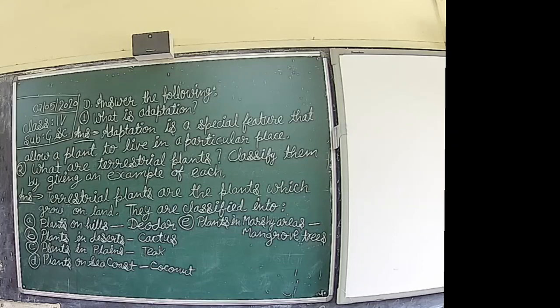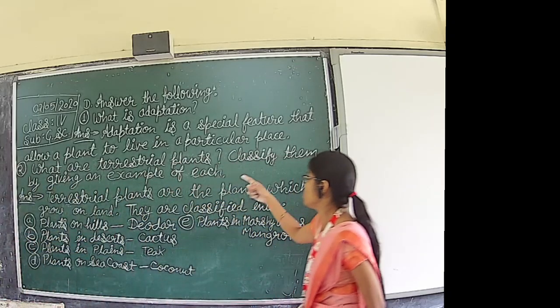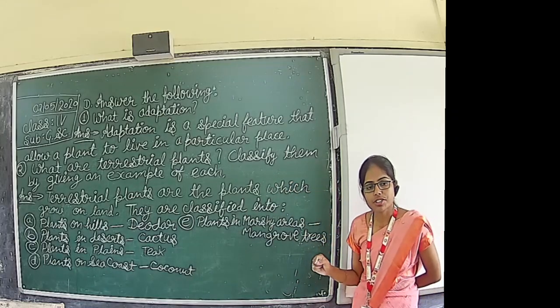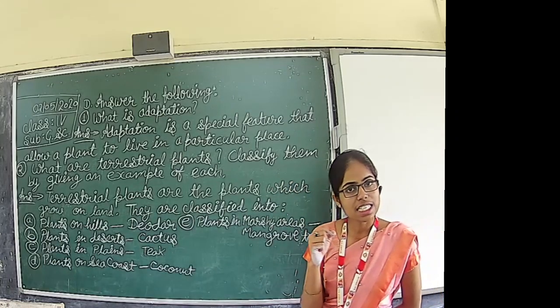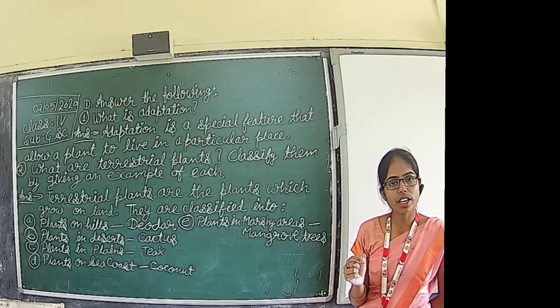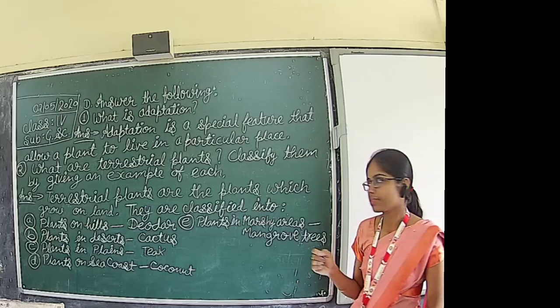First one, once again I will read. What is adaptation? Adaptation is a special feature that allows a plant to live in a particular place. Then the next one is, what are terrestrial plants? Classify them by giving an example of it.